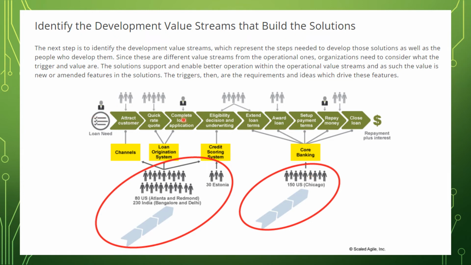The next step is identifying the development value stream that builds a solution, right? So first we identify the operational value stream, we identify the solutions we are going to build, we identify the people, and then we build a development value stream. These are the steps involved in developing this solution using these people. So the first three solutions you can bring into one value stream, and core banking into another value stream.